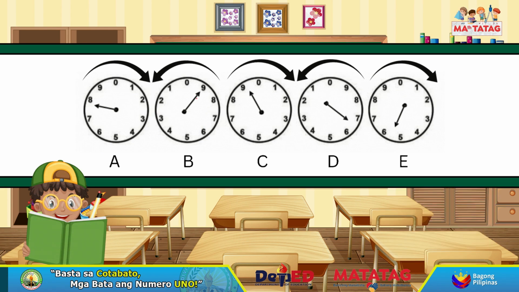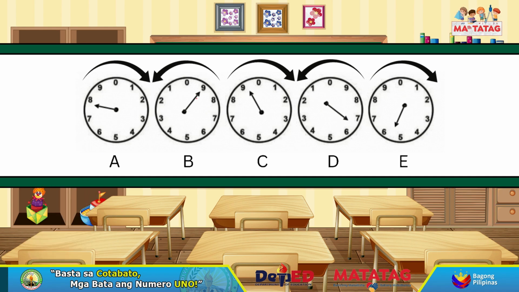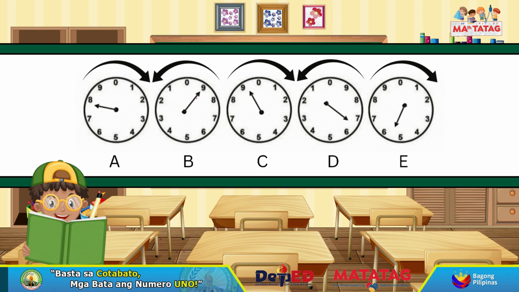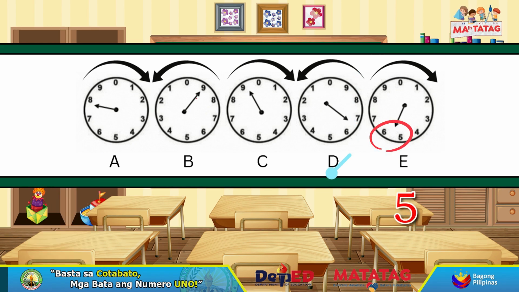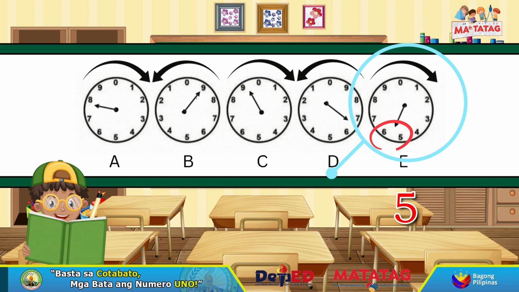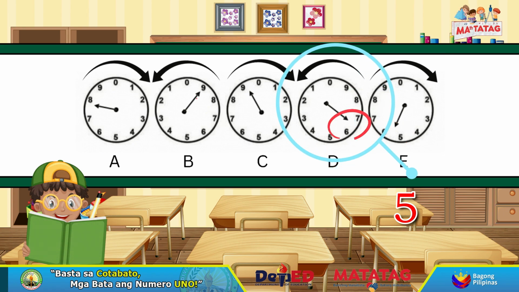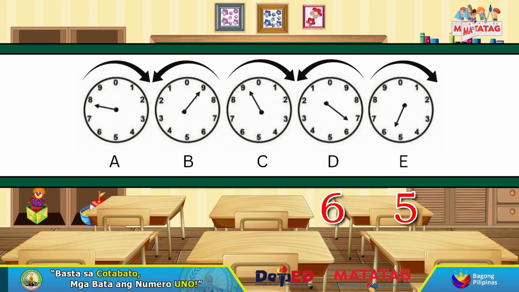Okay, let's start reading them from right to left. Try to name each dial from A to E if you're still confused when reading them. Dial E. The pointer is between 5 and 6. Record 5. Dial D. The pointer is between 6 and 7. Record 6.